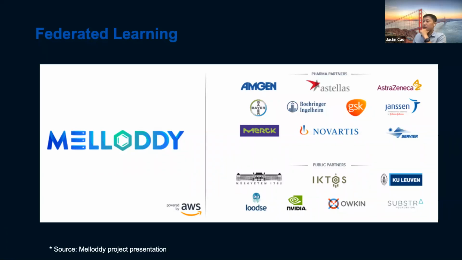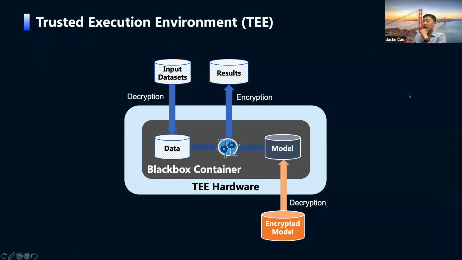Okay, so that's two technologies, MPC and federated learning, and the next one is the trusted execution environment, TEE. Okay, so this is basically a hardware-based solution. It's a chip-based solution. The chip is built by a lot of providers nowadays, for example, Intel, AMD, and whatnot. They are building this TEE solution for people to do data collaboration. Okay, so TEE essentially is an isolated execution or computation environment.